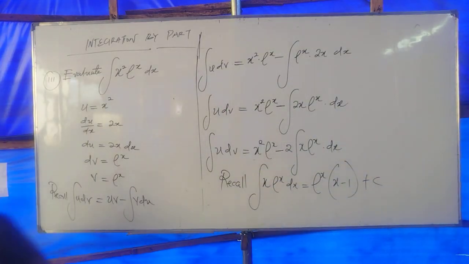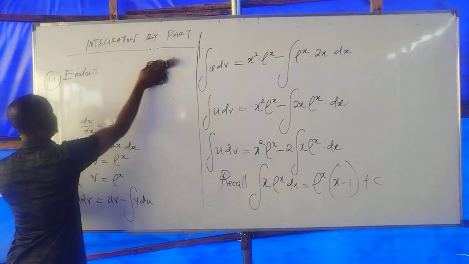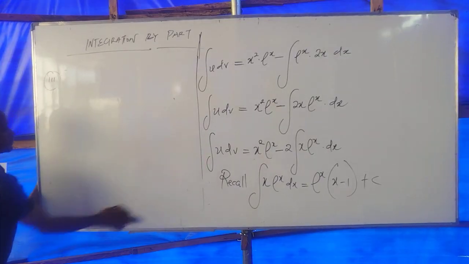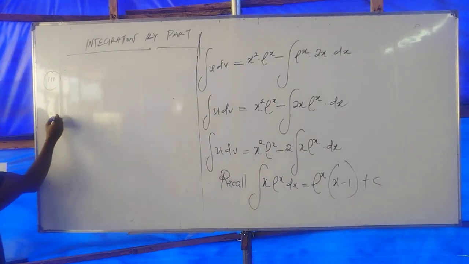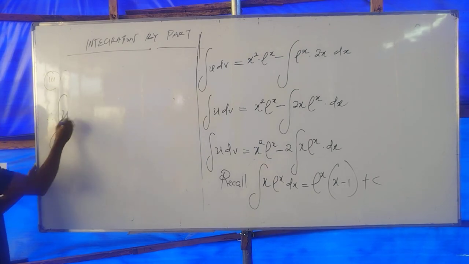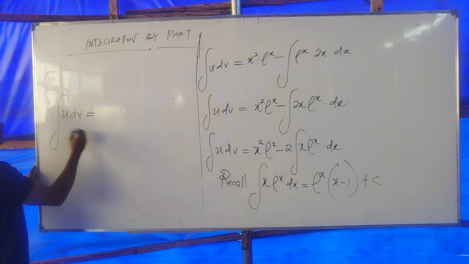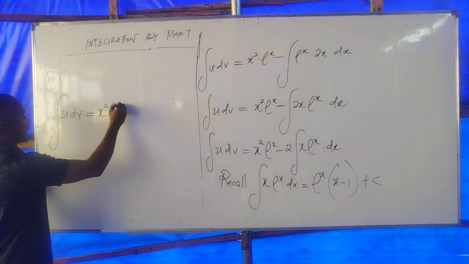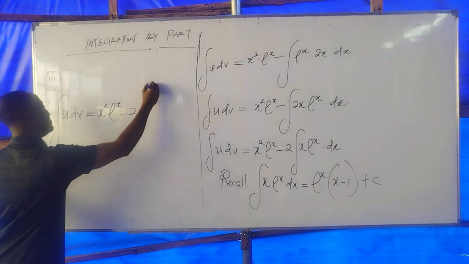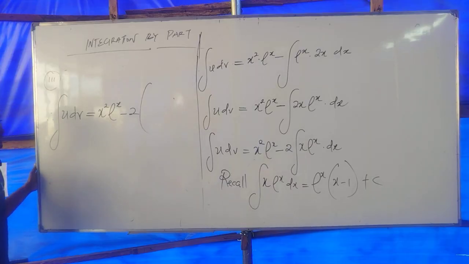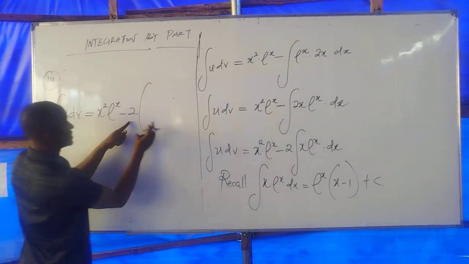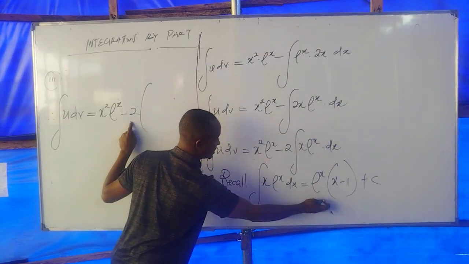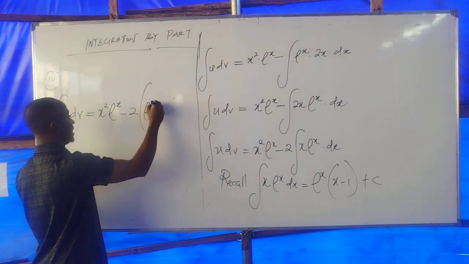So it means that by the time we substitute the value, therefore the integral of u dv is equal to x squared exponential x minus 2 in brackets. Is it not? What do you have here for this? The whole of this is what? Let's go. Exponential x.